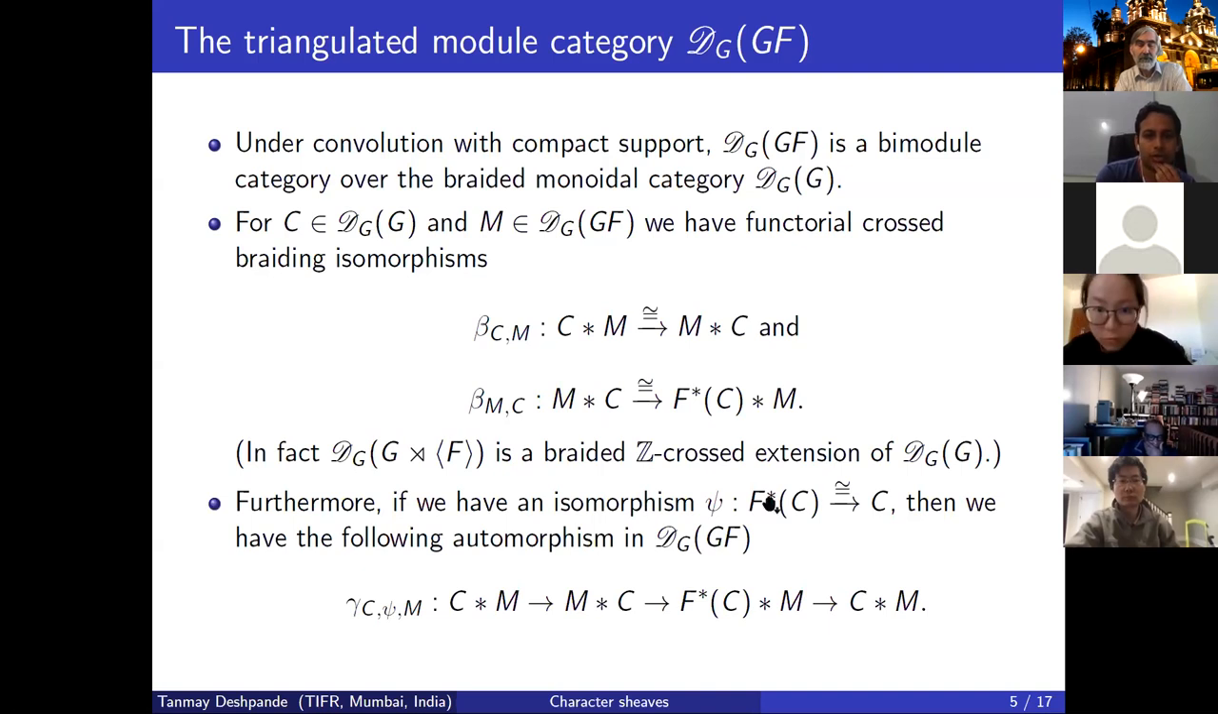So now suppose that we have an object C in the category D_G(G) which is stable under the Frobenius. So let's say we fix an isomorphism psi between the Frobenius pullback of C and C. Then we can get the following automorphism by composing. From C convolved with M to M convolved with C, that's the map beta_{C,M}. From there, the next map is beta_{M,C}. And finally, the last map comes from this isomorphism between the Frobenius pullback of C and C. So whenever we have C in D_G(G) which is Frobenius stable, we can construct such an automorphism in D_G(gF).